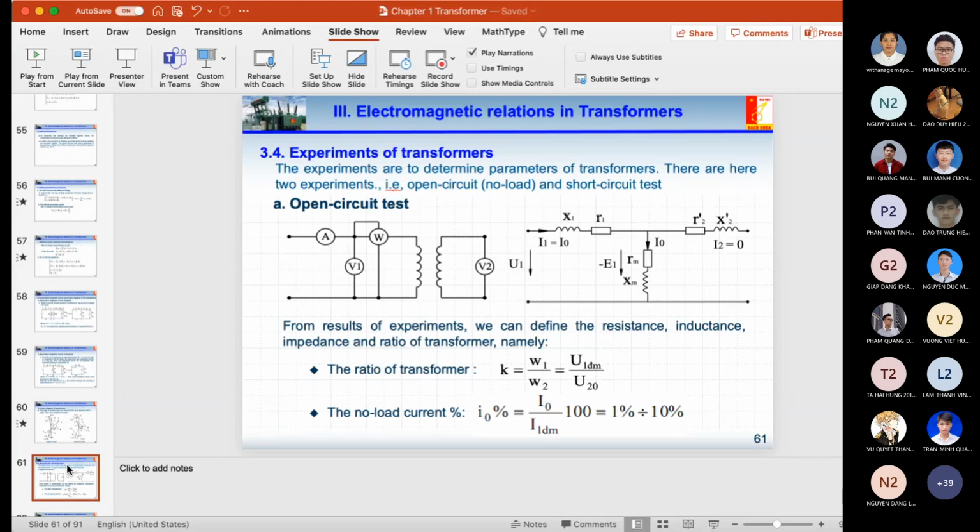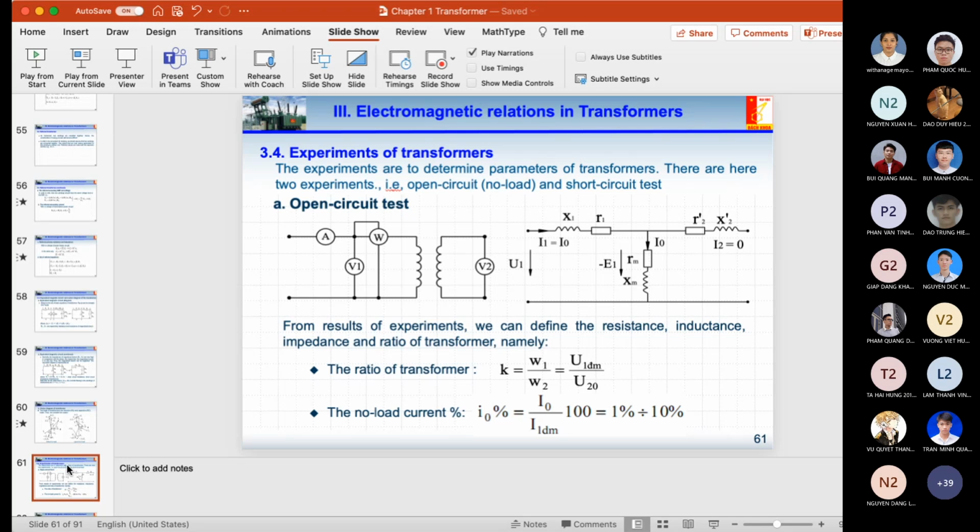Okay, and for this chapter, I would like to show you quickly about the experiment of the transformer, so that all of you will be familiar with the concept. Have a look at this slide. I will show you two different ways of doing the experiment. The first one is with no load on the transformer, which is the open circuit test. It means that the output voltage of the transformer is not connected to a load.